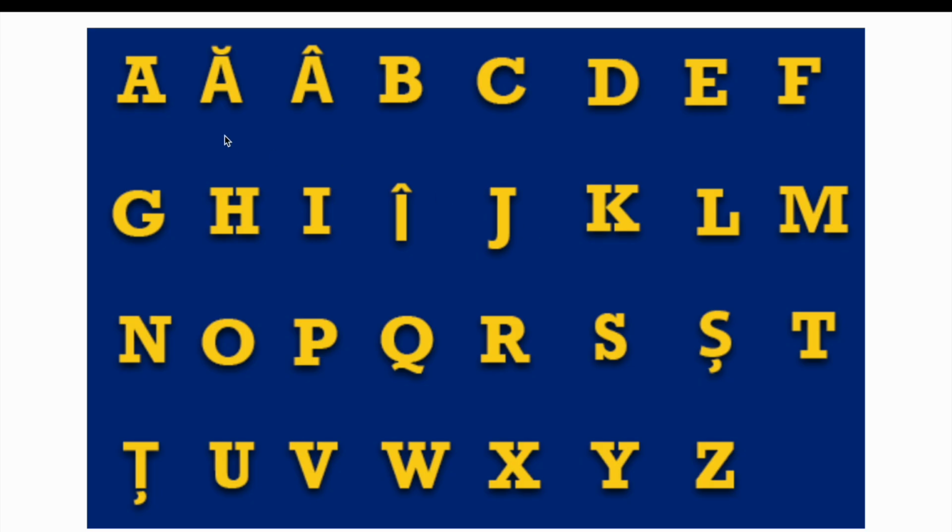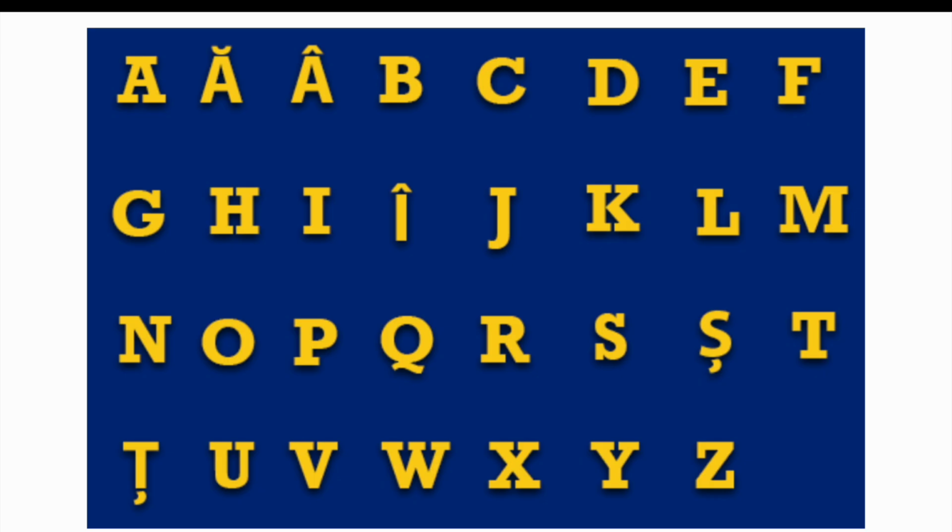So in total we have 5 special letters: Ă, Â, Î, Ș, Ț. Please take a look also at Ă, think about elephant, and Î, think about my name, Ioana, Ioana. These 2 letters are quite different from the English pronunciation.